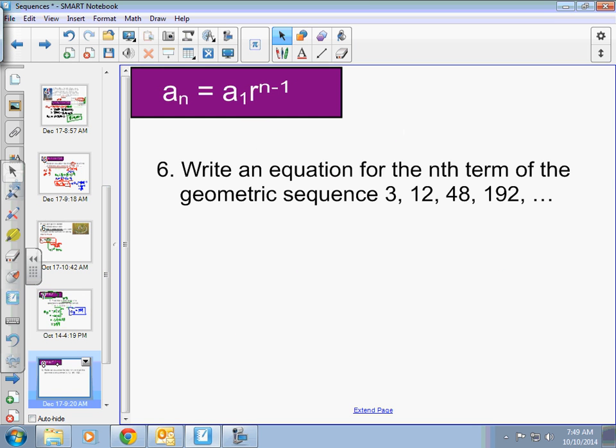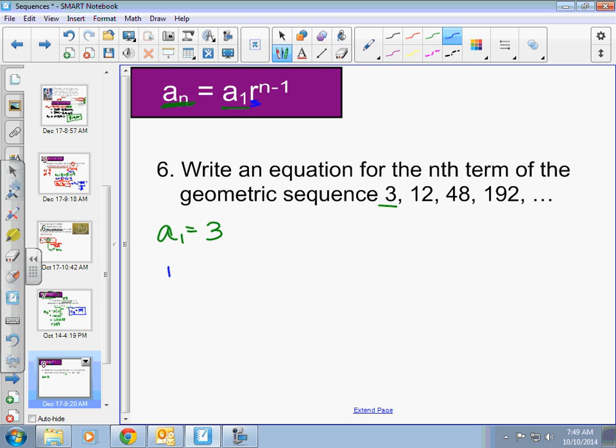Let's go ahead and look at another one, number 6 on your notes. It says write an equation for the nth term of the geometric sequence. 3, 12, 48, 192. So what I need to know is I'm trying to figure out a sub n, okay? But I know what a sub 1 is. A sub 1 is just the first term, so 3. Then I need to know r, my ratio. Well, how do I get from 3 to 12? Multiply by 4. From 12 to 48, multiply by 4. From 48 to 192, multiply by 4. So my common ratio is 4.